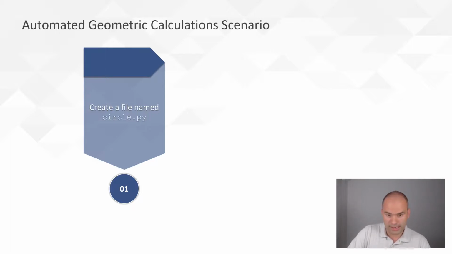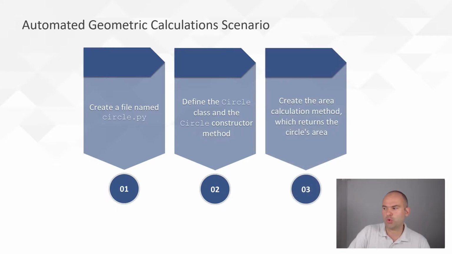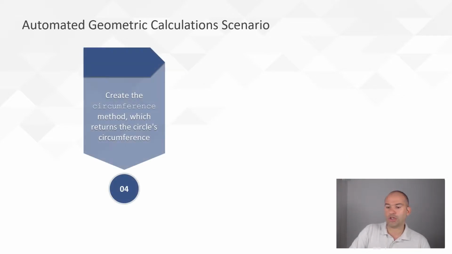It goes without saying, I want you to attempt this on your own if you feel ready, but I'm going to be doing the solution to this myself in the following video. So you create a file named circle.py. You create a circle class and its constructor method, the init. You then create two methods. First one is going to be the calculation of the area. The second one is going to be the calculation of the circumference.